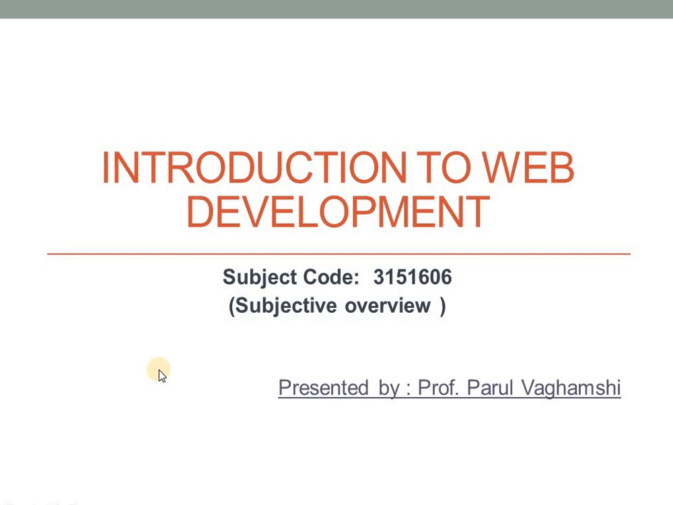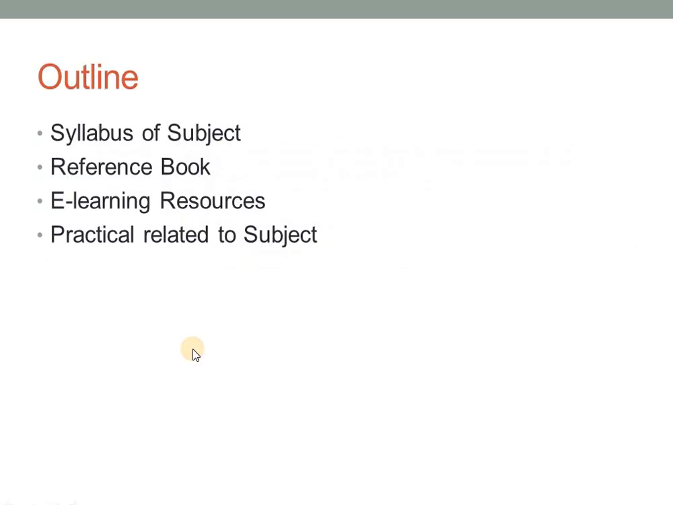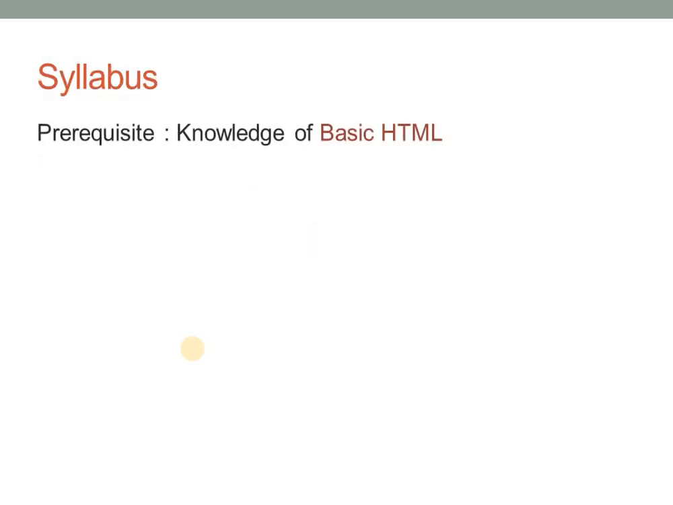Subject code, this is 3151606. Now this is the outline that we are going to cover in this video session: syllabus of the subject, reference books, e-learning resources, and practicals related to the subject. So in the syllabus, what is the prerequisite? Just knowledge of basic HTML.